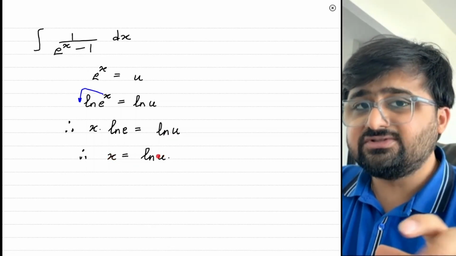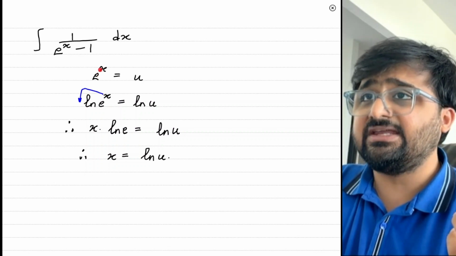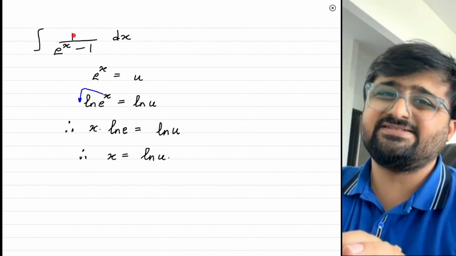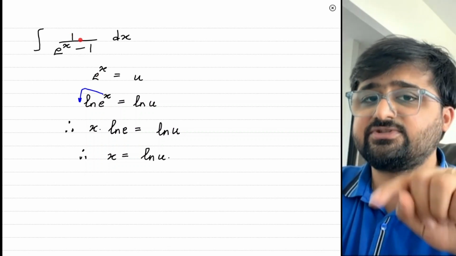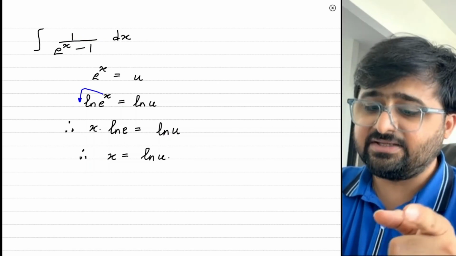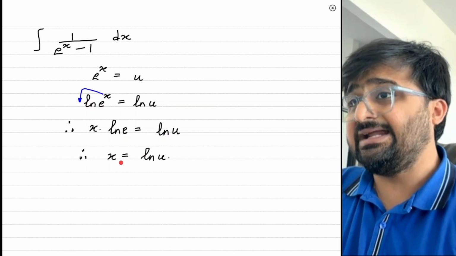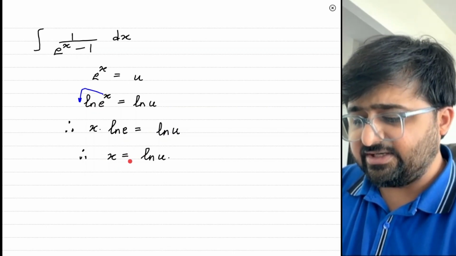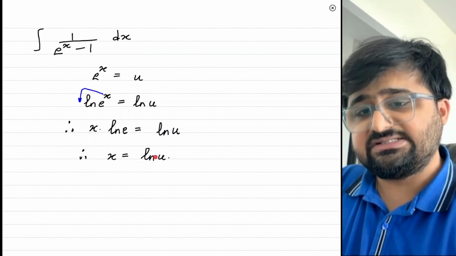Again, why do we do this? Because the derivative of e raised to x, which is e raised to x, is not present in the numerator, and we are still doing u substitution. Whenever you are doing u substitution without the derivative being present, you take the inverse of the function and then take the derivative.